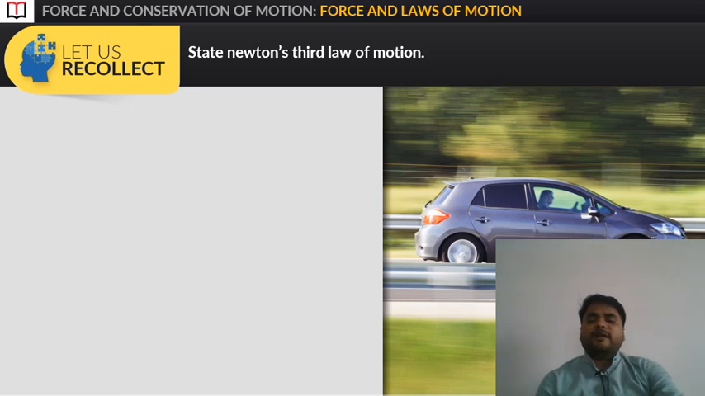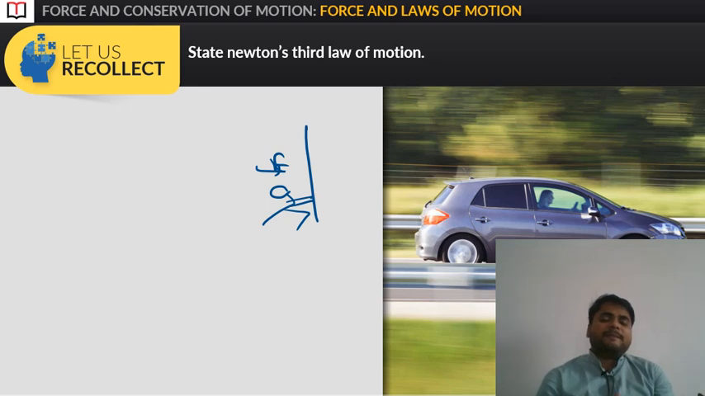Now comes the third law of motion. Suppose there is a wall and a man trying to push the wall with a certain force, then what will happen? The wall will also apply an equal and opposite force on the man.